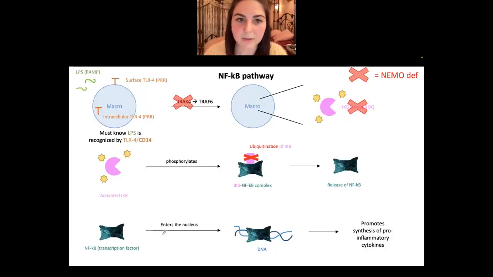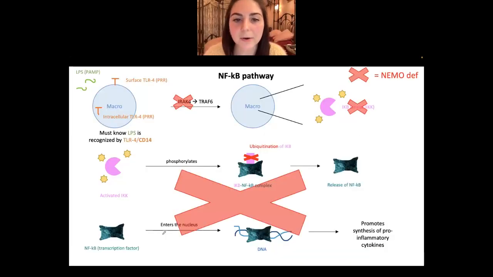So this is kind of like IRAK4 is out, IKK is out, and this whole pathway doesn't work. Okay, so that's a pathology state associated with the NF-kappa B pathway. But again, with NF-kappa B, think inflammation, pro-inflammatory cytokines.